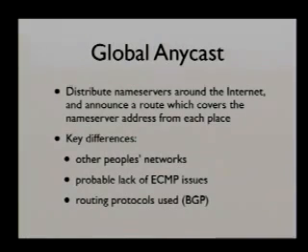The other related exercise is the global distribution of a service using Anycast, which is what the previous two presentations were talking about measuring. And the key difference between this and the thing that I described is that the global Anycast idea depends on other people's networks. It arguably involves fewer ECMP issues, although some of the measurements suggest that that's not zero, and the routing protocols used are different. So there are some key differences there that make this kind of different.